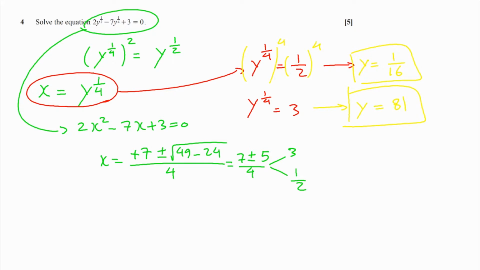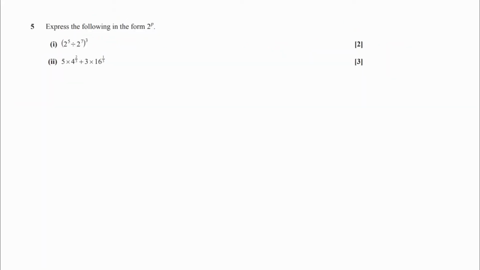If you go to the next question, express the following in the form of 2 to the power of p. So this is indices. You have learned indices in GCSE Maths, and again, this is more emphasized and a bit expanded in Core 1. It is fundamental to learn Core 1, especially these cases, to progress to the next Core 2, 3, and 4.